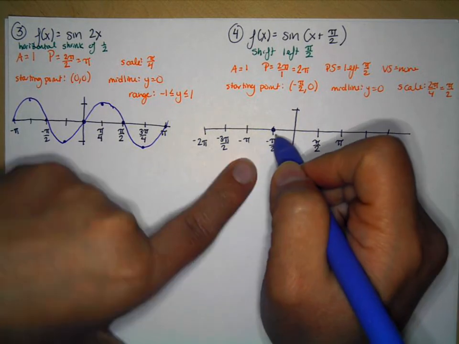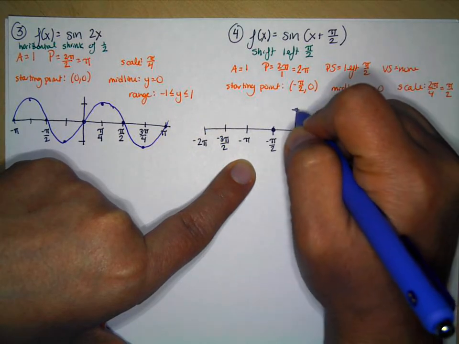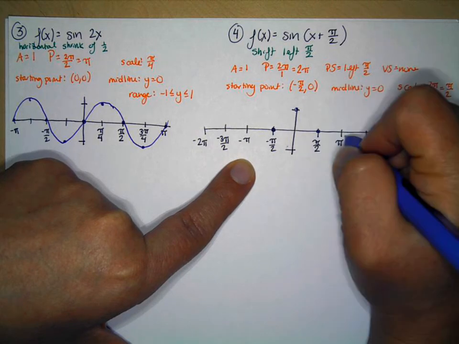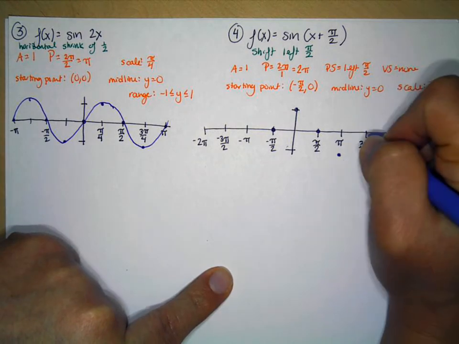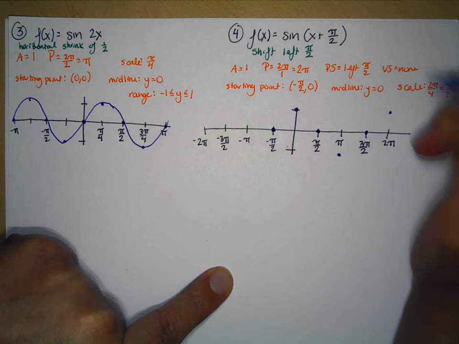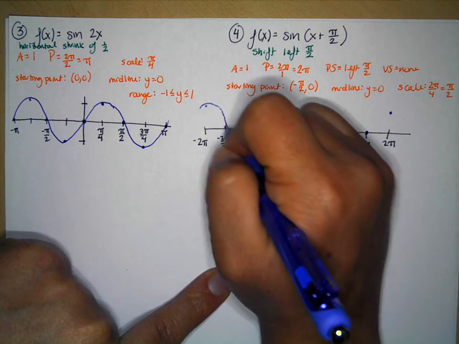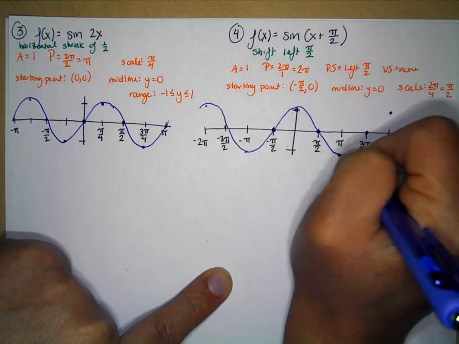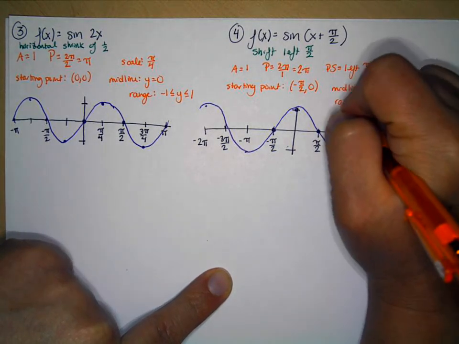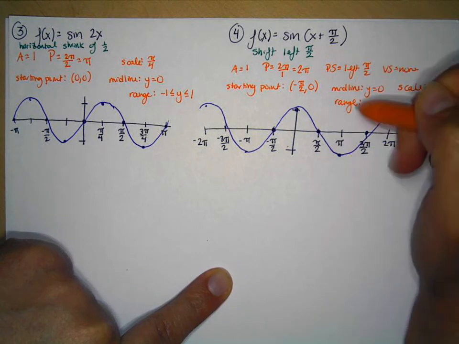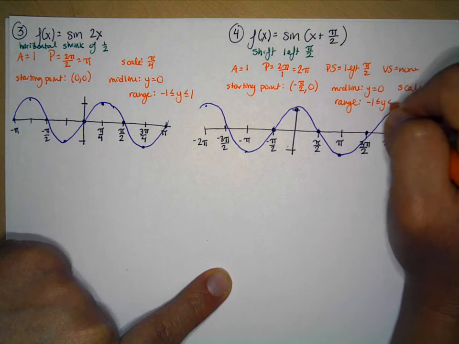So we have our first point on our midline. Our next point is our maximum. Since our amplitude is 1, that's 1 space up. Back to our midline. Our next point is going to be at our minimum. And since our amplitude is 1, that's 1 space below the midline. Back to the midline, then our maximum. And you can continue the pattern to complete your graph. And here our y values are again in between negative 1 and positive 1 for our range.